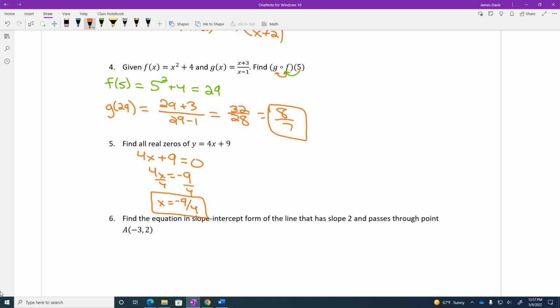And there you go, negative 2.25, which is the same thing as negative 9/8. So either way is fine for that.